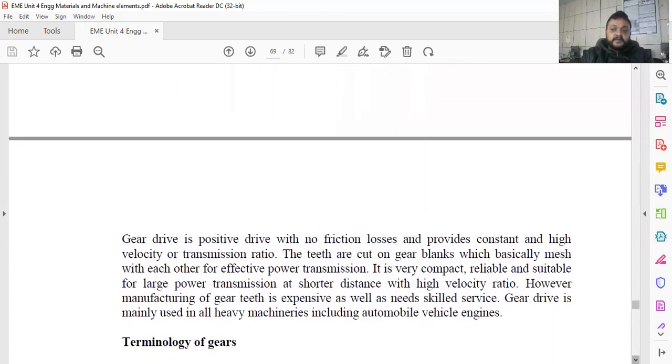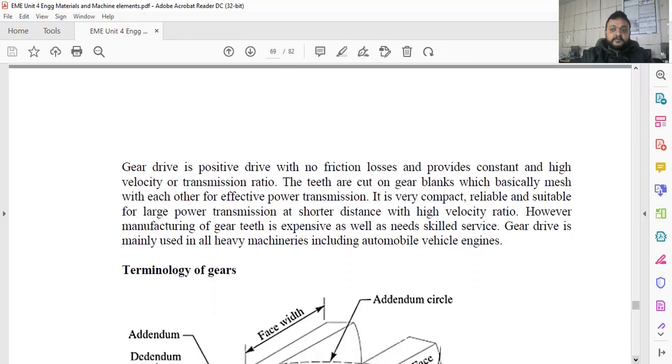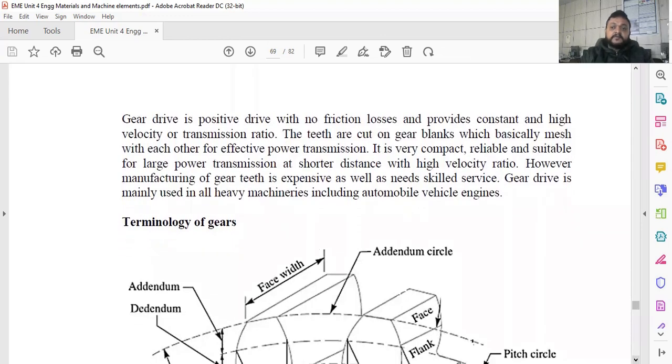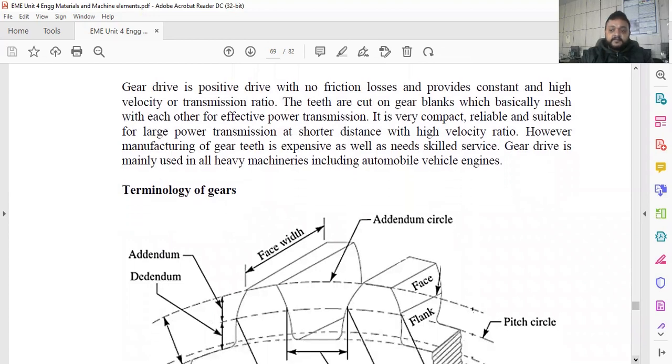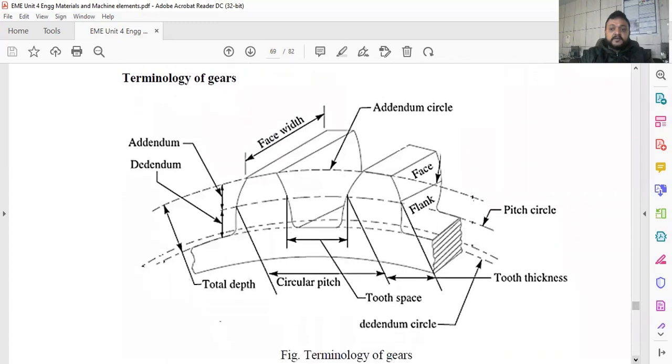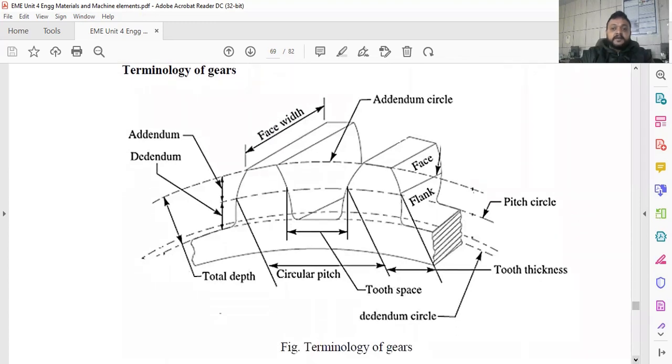Now one of the most important things is gear drive. Gear drive is a positive drive, there is no friction, and it is one of the most commonly used drives for basically all types of mechanical machinery including automobile vehicles. And this is about the gear, how gears are to be identified. The gear drive transmits the power when the gear teeth on the driving gear are meshed with the gear teeth on the driven gear.